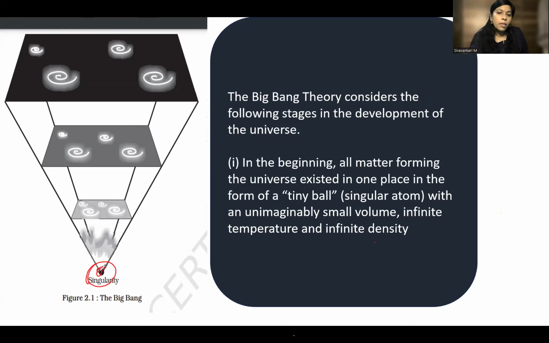So that is why we say in the beginning, all matter forming the universe existed in one place in the form of a tiny ball. You can see this is called the tiny ball, okay? This Big Bang theory is saying that it existed in the form of a tiny ball, a singular atom. Imagine, now we are seeing a big universe consisting of various galaxies. Isn't it a very big universe?